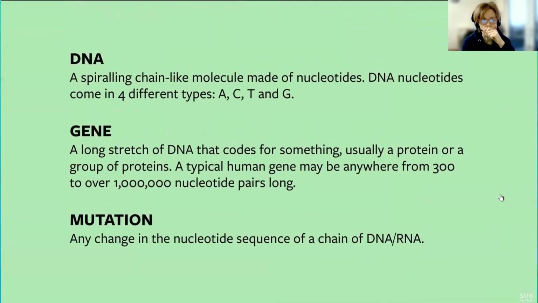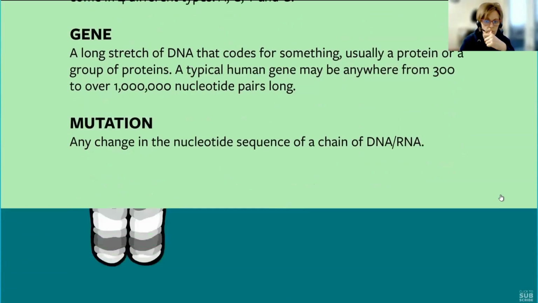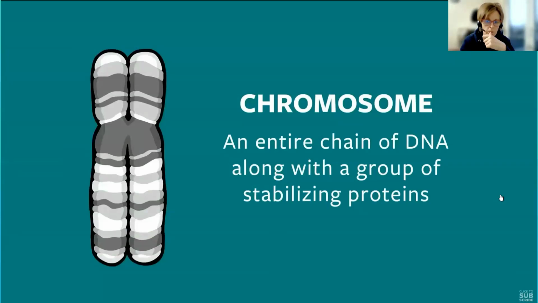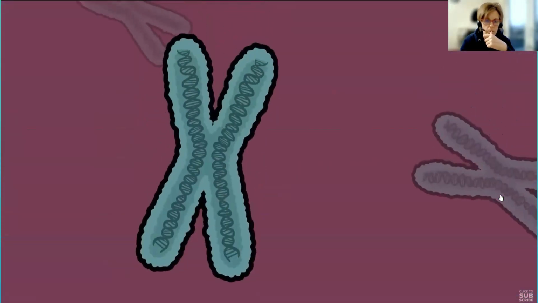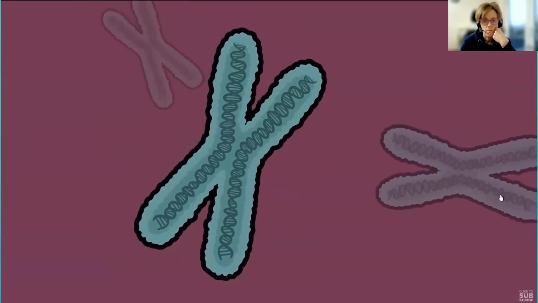Now that you understand these 3 terms, it is now time to talk about chromosomes. A chromosome is an entire chain of DNA along with a group of stabilizing proteins. You may have seen images showing DNA trapped inside a chromosome like this.